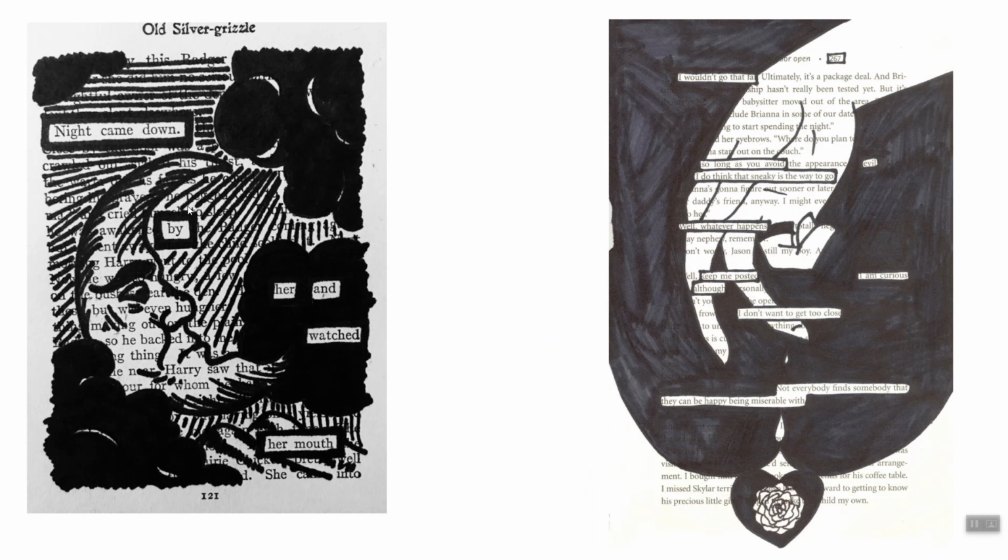So here's another example. Night came down by her and watched her mouth. And of course, look at what they did. They blacked out everything using lines. They drew a moon. They blacked out these black clouds right here. This is a really cool one over here. They blacked out everything except a hand. And then they drew squares around the things that they wanted to be a part of their poem.